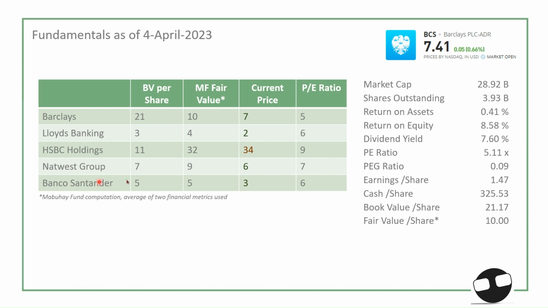For NatWest, book value of 7, fair value of 9, current price of 6, so it's still undervalued versus our computed fair value here, and P/E ratio of 7. And for Banco Santander, book value is 5. Fair value is actually 5. And then current price is at 3. And then P/E ratio of 6.